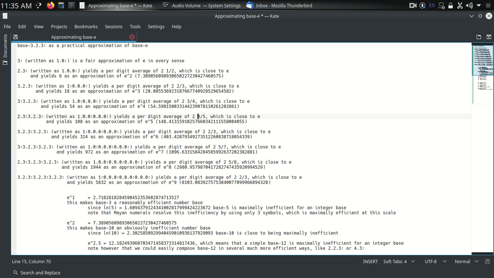But your per digit average is 2 3/5, which is quite close to e. And then we add on another 3, and now our per digit average is 2 2/3, which is quite close to e. This gives us 324 as our approximation of e to the sixth. e to the sixth is actually 403.4. So kind of far off, but not far enough off that we actually will need a new digit. That's kind of the important thing.